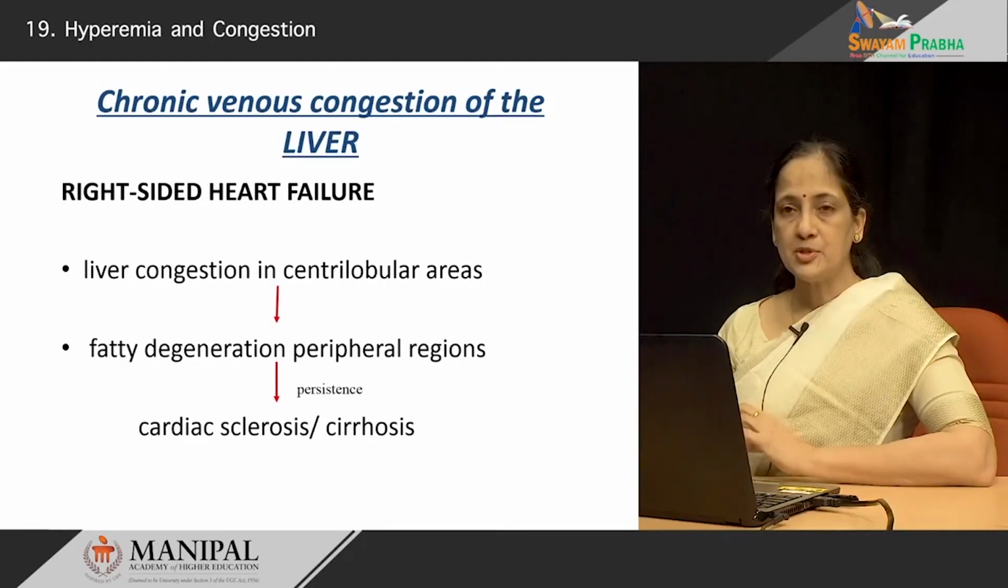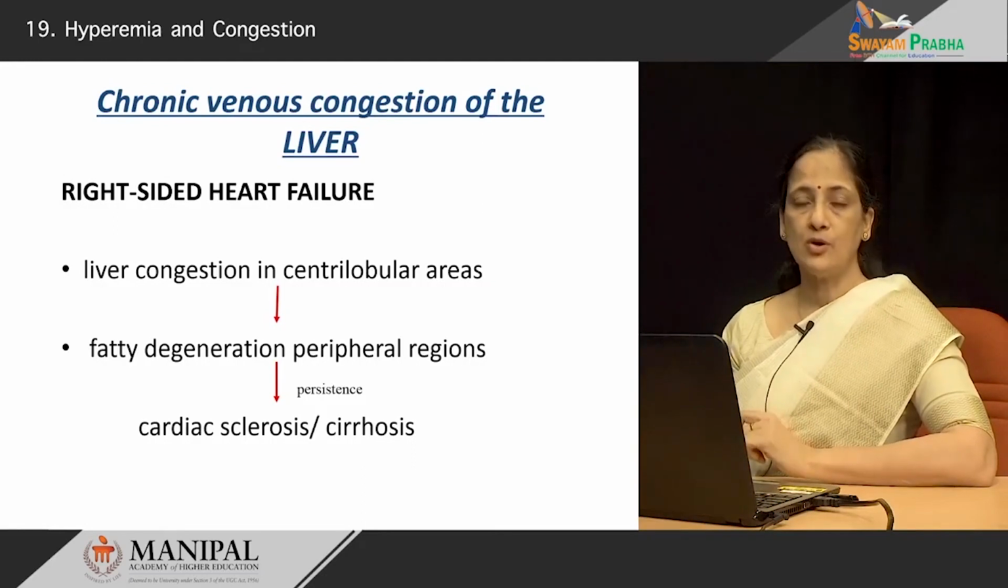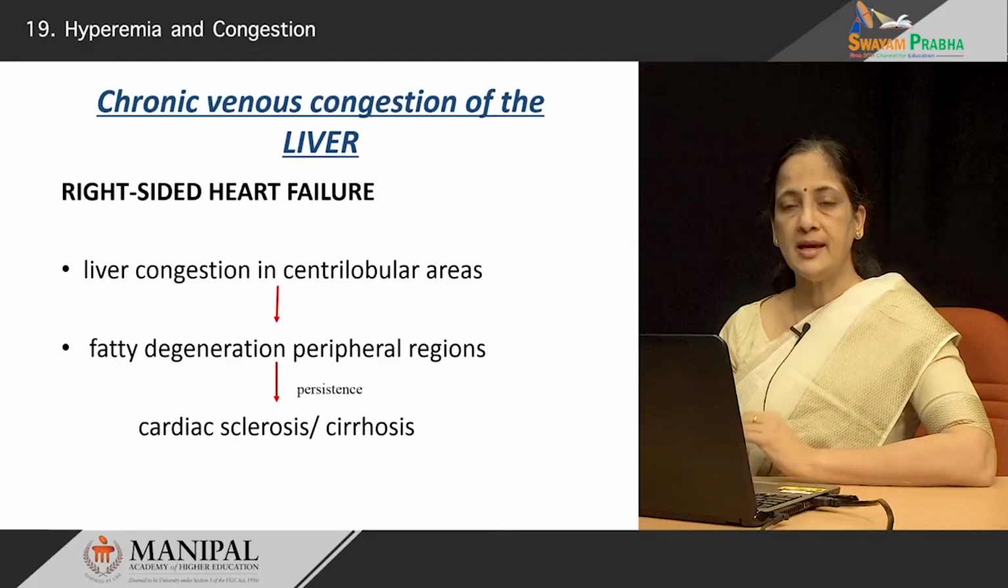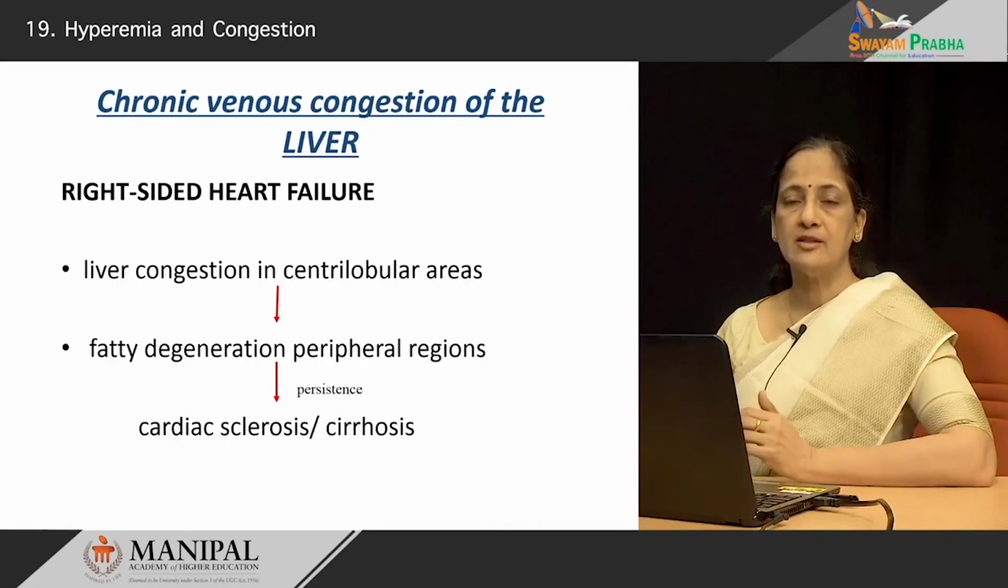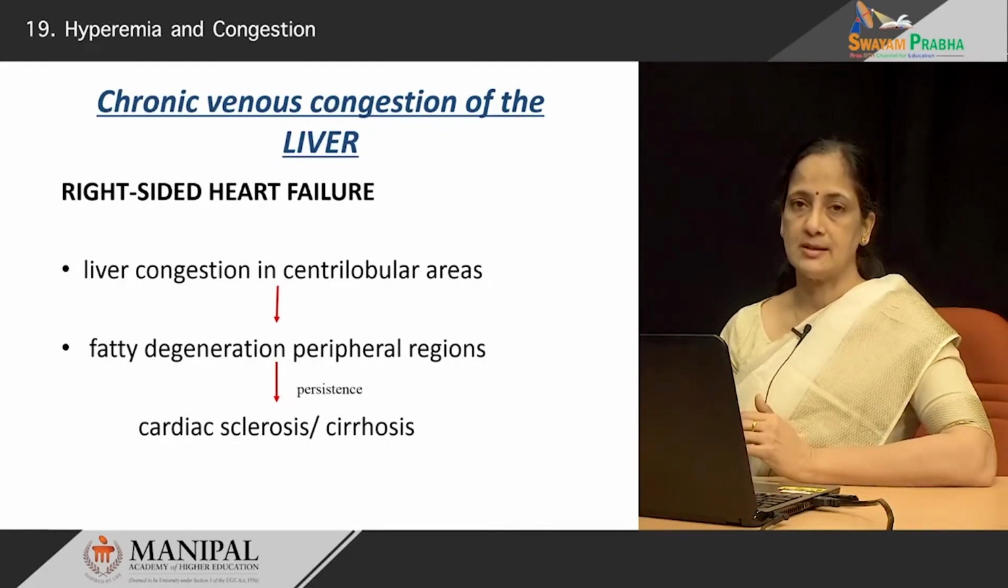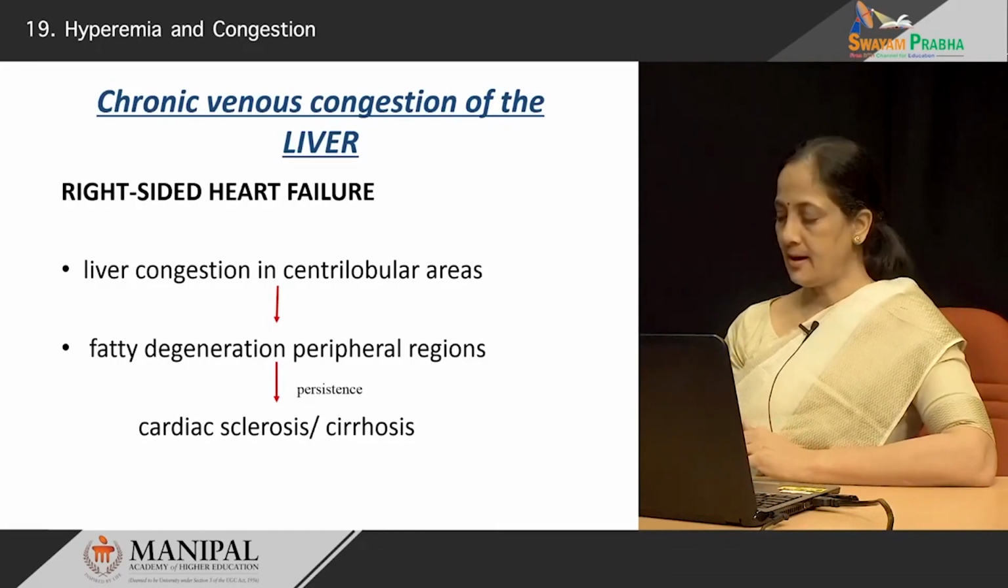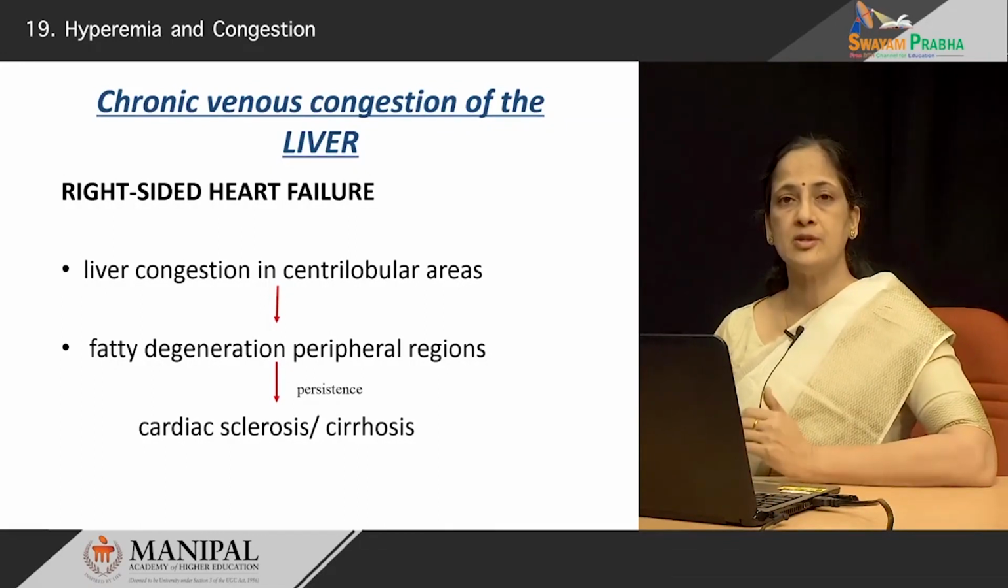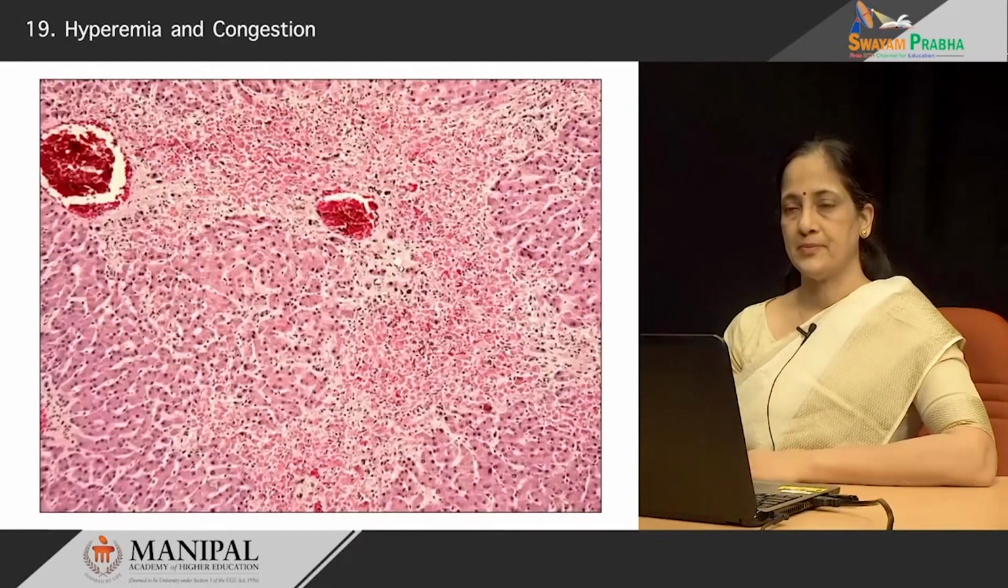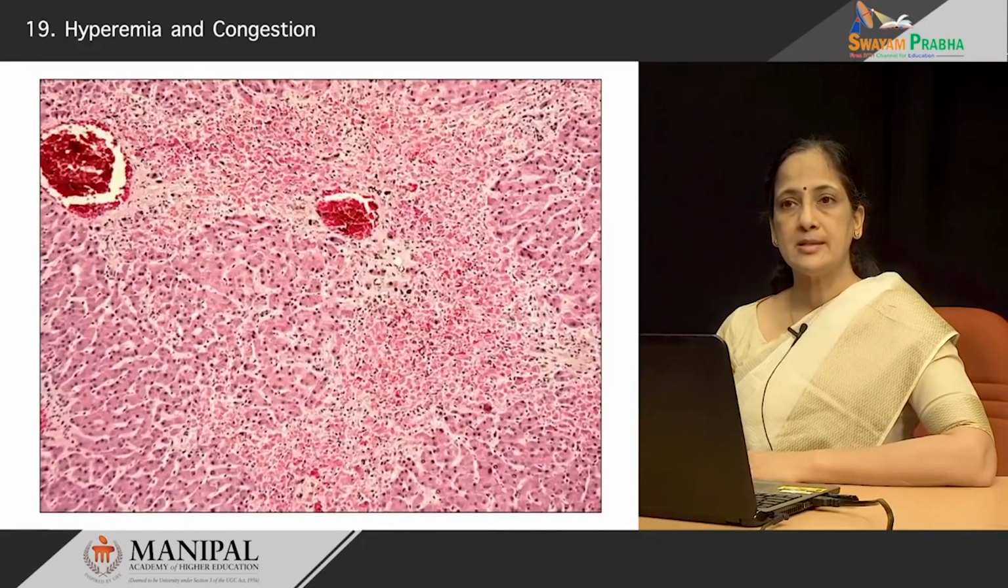Here again, rupture of the sinusoids can cause hemorrhage in the parenchyma, and this in turn will undergo fibrosis. So, in long-standing chronic venous congestion, the hemorrhagic infarction in the area of the central vein will result in the formation of fibrosis and subsequently results in the formation of cirrhosis. This is also known as cardiac cirrhosis, as it is occurring due to heart failure. So, what do we see in chronic venous congestion of the liver?